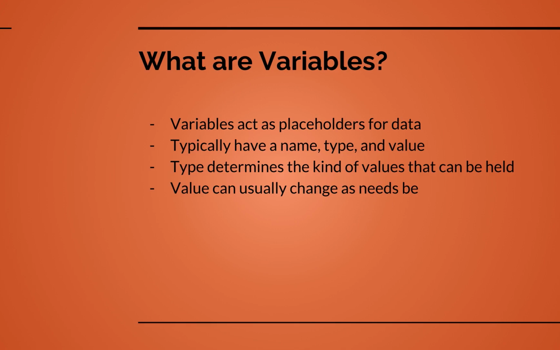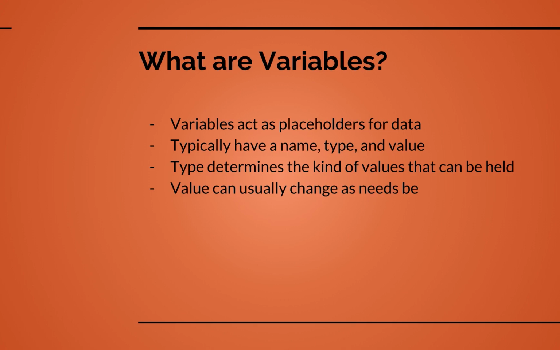Well, variables simply act as placeholders for data in our code. That means we assign values to them, and those values can change, or we can retrieve those values as needs be. Typically, there are three components that make up a variable. There's the name of the variable, the type of the variable, and the value assigned to that variable.